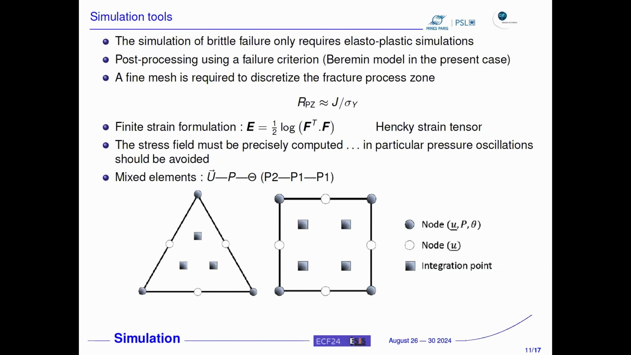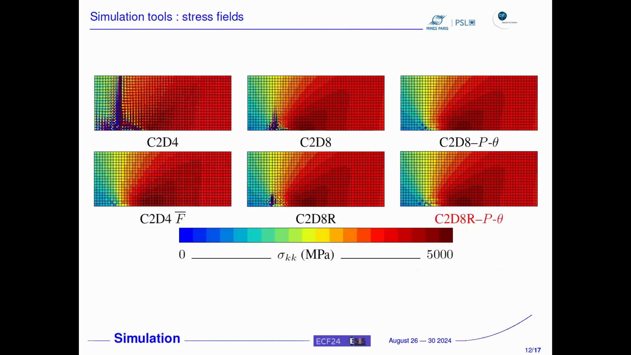Okay, and another problem is that when you have very high plastic strain, you may have fluctuation of the pressure. So we use specific elements which are called mixed elements, where the displacement is interpolated with quadratic shape functions, and the pressure and the volume variation are interpolated using linear shape functions. The extra computational cost is very limited, because you have something that is quadratic for the displacement and linear for the other variables. So it doesn't cost so much, and it really improves the quality of your results.